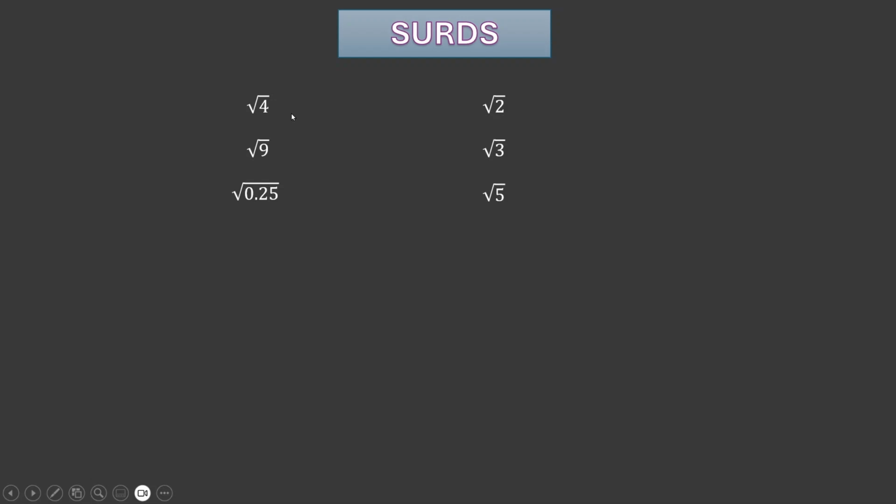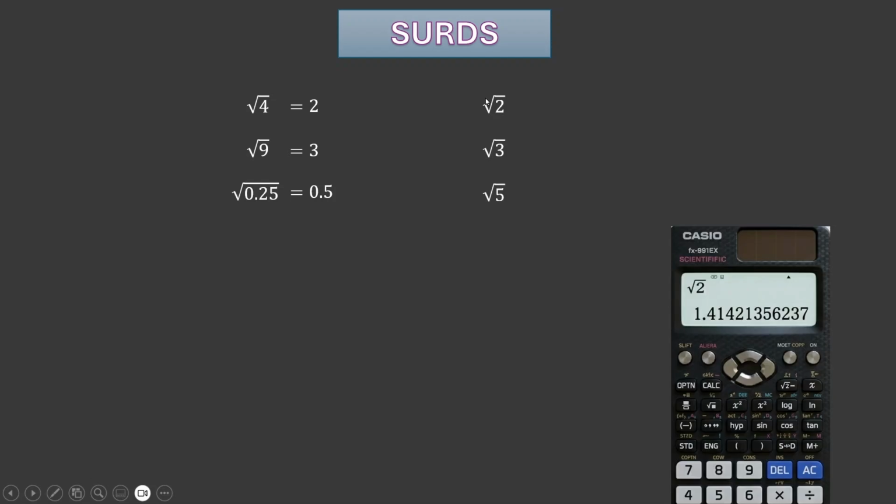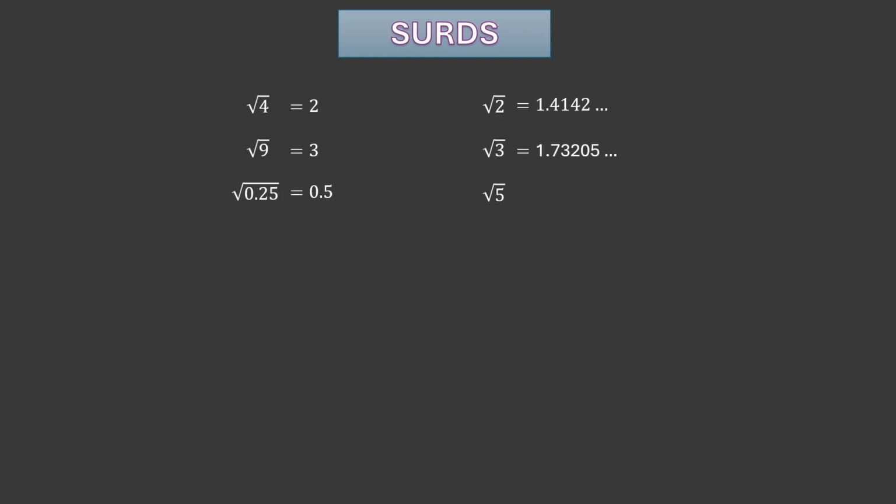Now square root of 4 is 2. Square root of 9 is 3 and square root of 0.25 is 0.5. But if you need to find out square root of 2, we can take the help of a calculator. So square root of 2 is this number which is a non-terminating, non-repeating decimal number. This is 1.4142 and so on. Similarly, you'll see that square root of 3 is 1.73205 and so on. Square root of 5 is 2.236 and so on.